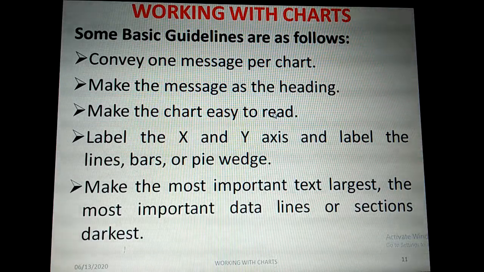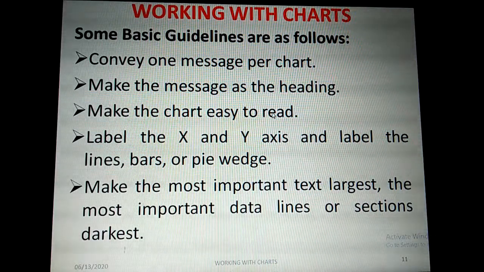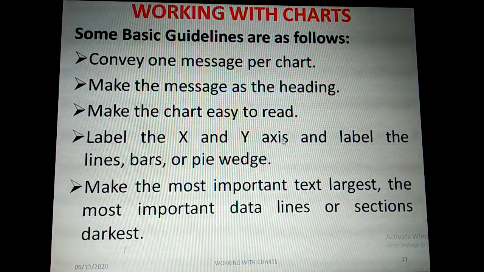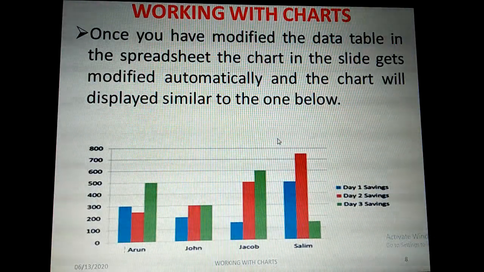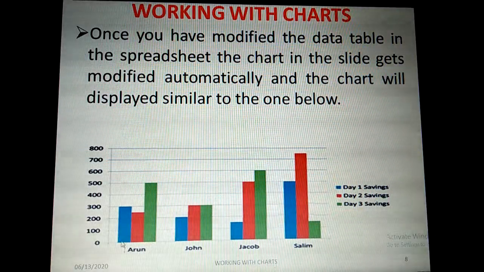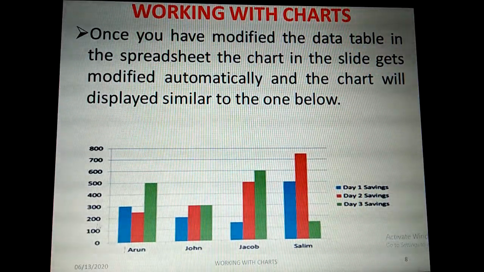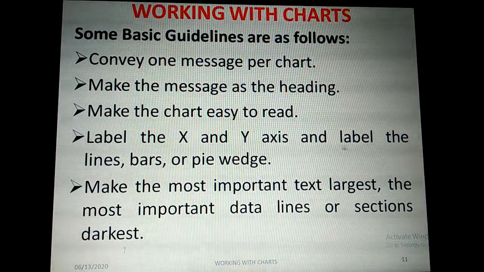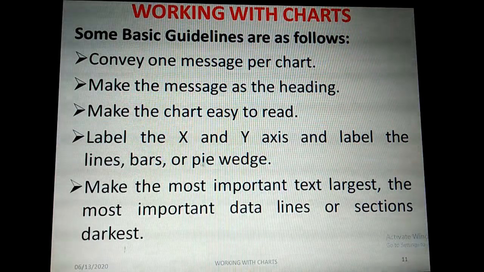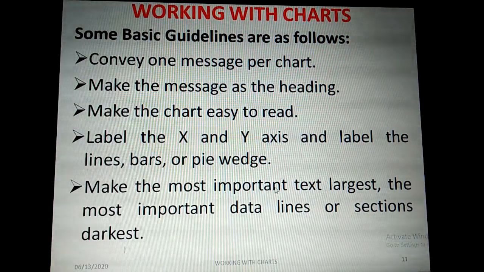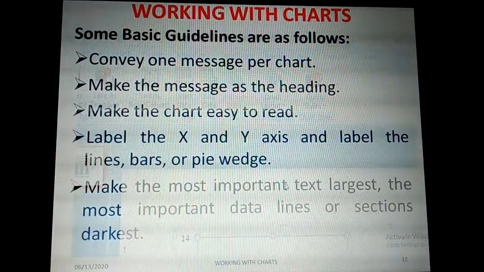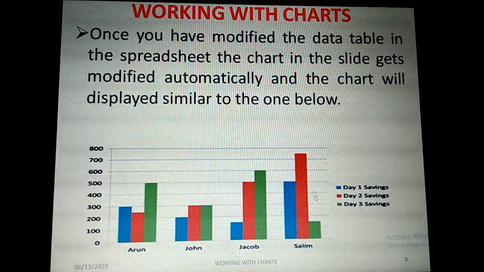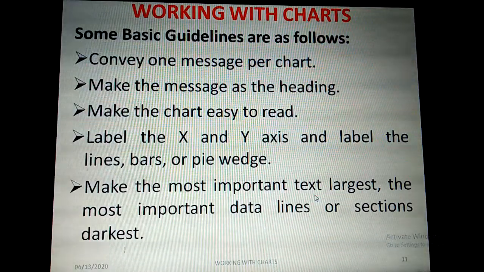So that users can easily read the chart, the chart should be drawn like that. Label the X and Y axis. You know what the X axis and Y axis are: the horizontal line indicates the X axis and the vertical line indicates the Y axis. Label the X and Y axis, and label the lines, bars and pie wedges. Make the most important text the largest. Whichever text is important for you, make it the largest, and make the important line the darkest one.